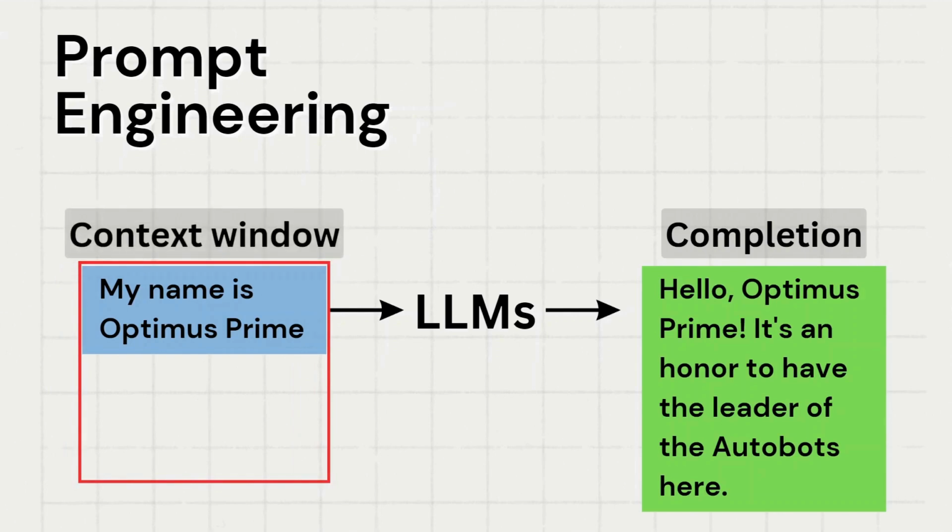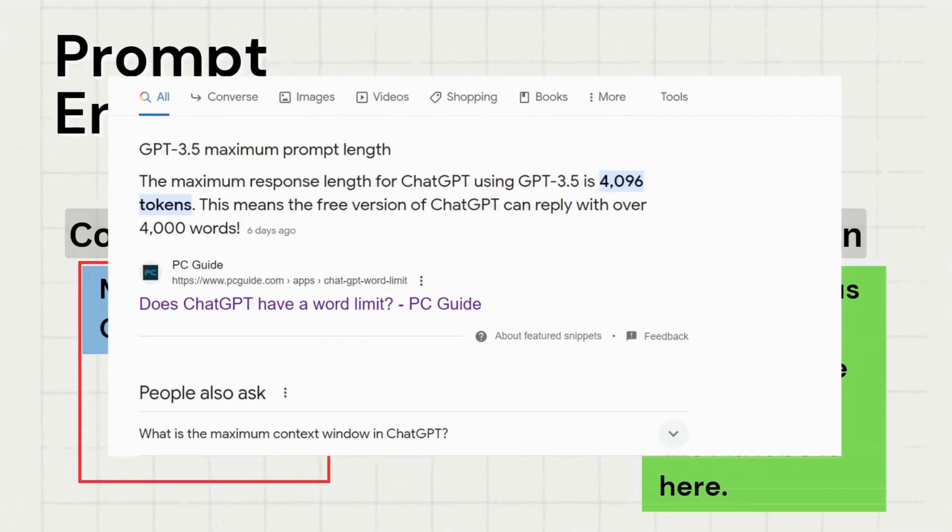With regards to this context window, we have a limitation on the amount of words that we can use in the context window. And this limitation varies for different models. So for instance, for GPT 3.5, this limitation is 4096 tokens or somewhere around 4000 words. So we can't use more than 4096 tokens in the input window.